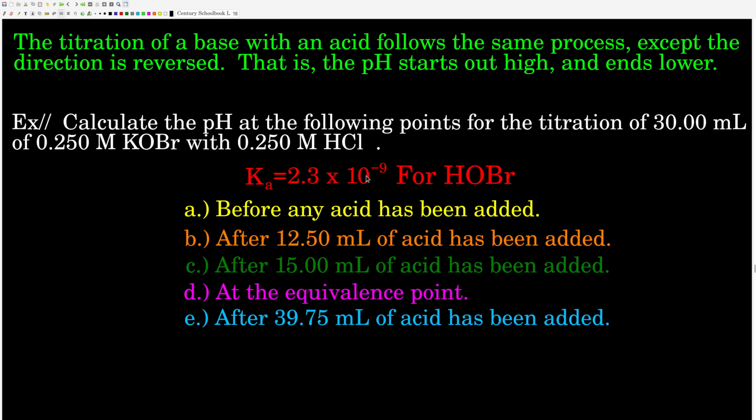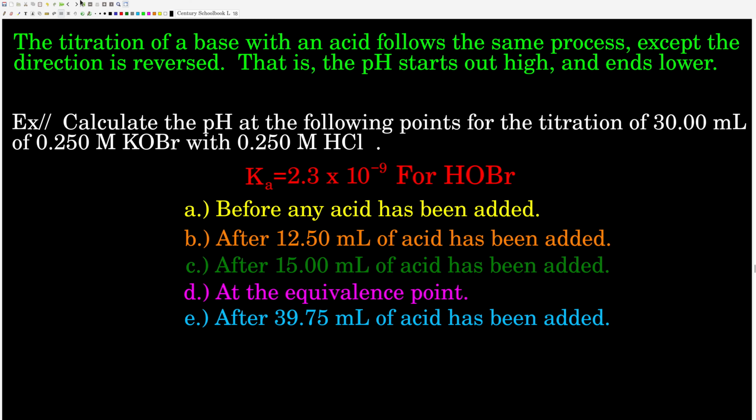So I'm giving you the Ka for hypobromous acid, 2.3 times 10 to the minus 9th. And what I want you to do, guys, is see if you can figure out, based on what we just did, what the pH is before we add any acid, after 12.5 mL of acid has been added, that's the hydrochloric, after 15 mL at the equivalence point, and after 39.75 mL of the acid has been added. So you should pause the video here, probably take a little break, do these calculations, try to figure this out yourself, and when you're finished, come on back and we'll go through it together.